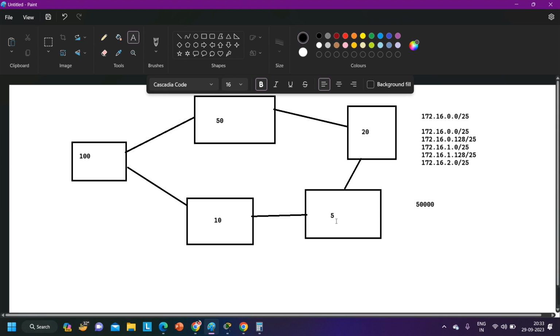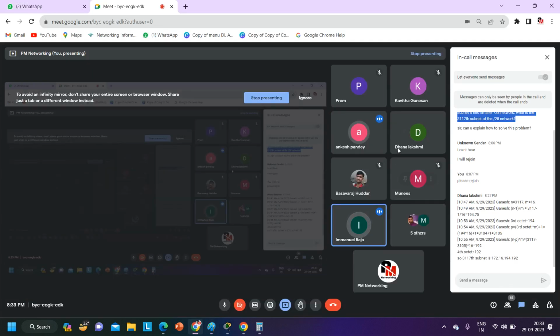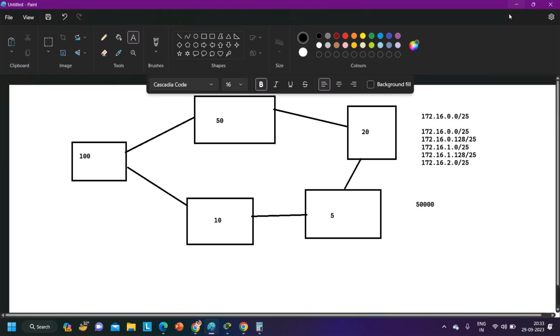Sir, I have a small doubt. In the previous example, why did you say, I mean, how is it that class C private cannot be used? You told because the class C private range is 192.168. Class A, no, no, class A. By mistake, maybe previously I said class C.